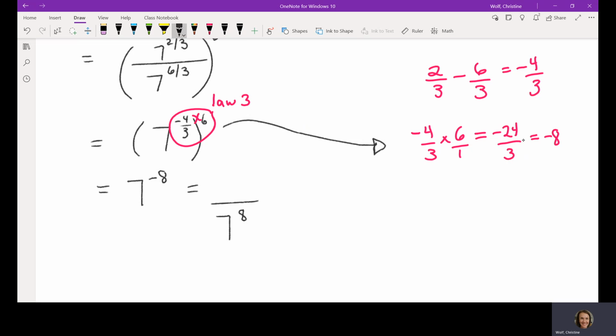And what do I put up top? A space filler of 1. And then all you have to do is just solve that. 7 to the power of 8. Oh, I left my sheet over here. I don't want to undo my headphones. So 7 times 7, 8 times, or some of you have an exponent button.